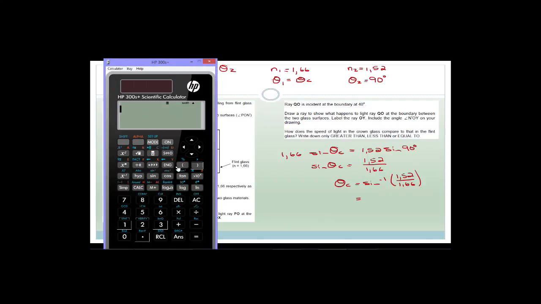So we're going to say shift sine of 1.52 divided by 1.66. Close bracket, equals 66.3. So in this case, the critical angle is 66.3 degrees. Okay, so there we've done it.